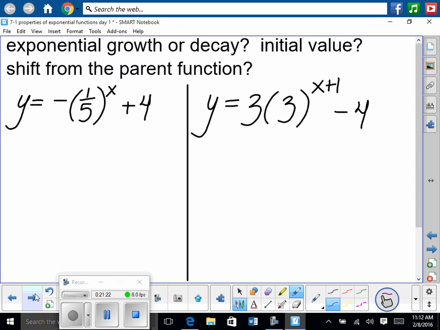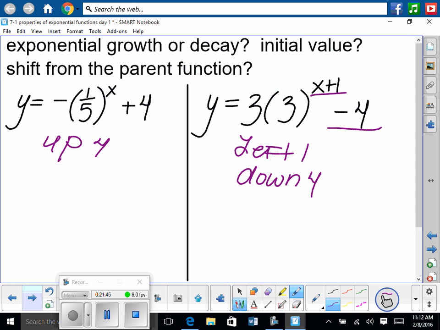Okay, with this one, what's my shift left and right? It's 0. There's no shift left and right, but we are going up 4. Does everybody see that? So our asymptote will be up at 4. Ding, ding, ding. So with this one, our shift is left 1 and down 4. Okay, is everybody kind of comfortable with that?